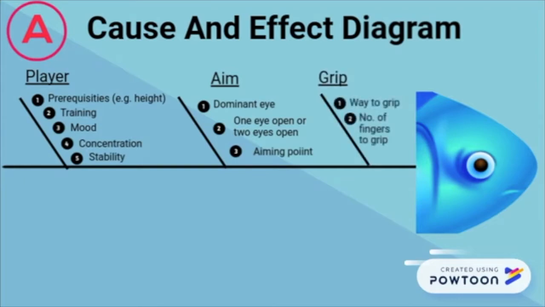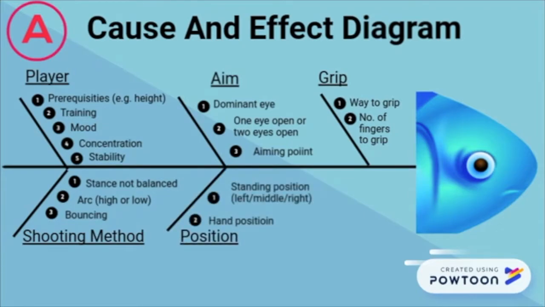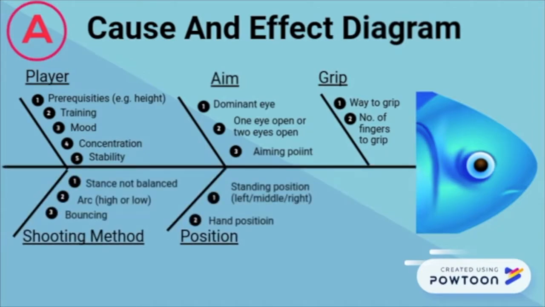For the grip, first the way to grip and then the number of fingers to grip with. For the shooting method, first the stance is not balanced, the arc is high or low, or there's bouncing on the table. For position, well, first standing position, left, middle, or right, and then hand position. But we can also consider other things such as timing to throw as well.